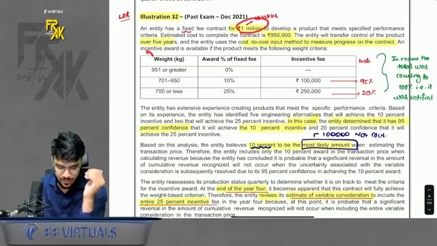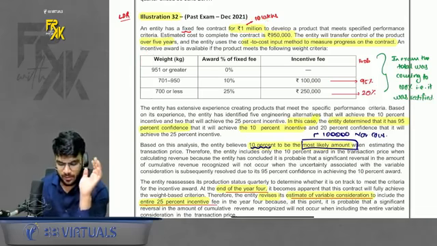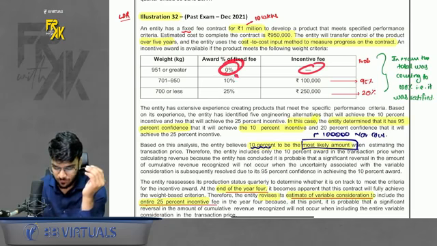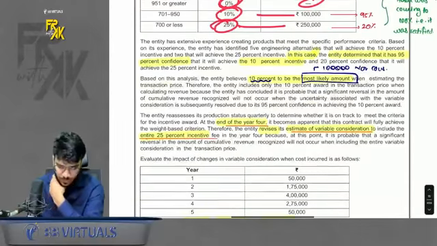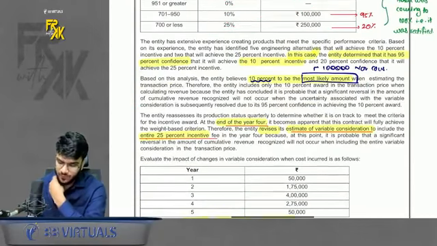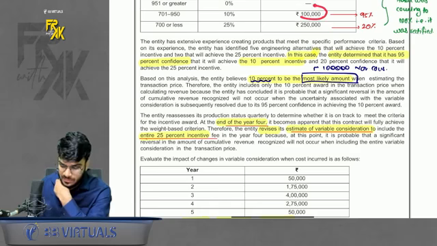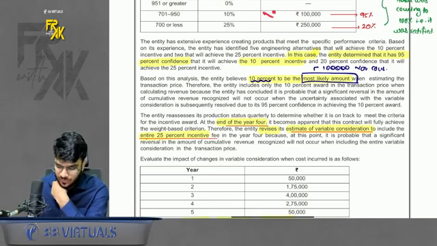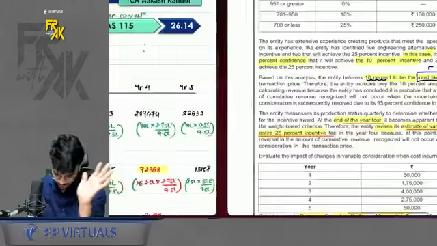Apart from that, we also had a variable fee. It was variable. If you achieve this much, then no incentive. If you achieve this much, 1 lakh incentive. If you achieve this much, 2.5 lakh incentive. Now the standard says that we are going to use most likely amount method. And initially the most likely amount is 10%. So variable consideration as of now is going to be 1 lakh. So how will you account for this? Please have a look here.